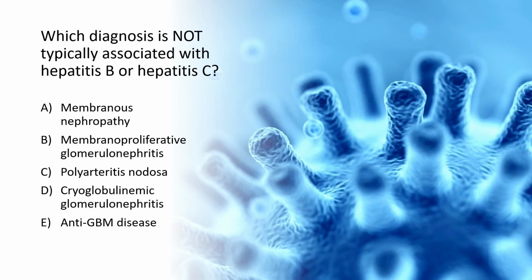All right, and then hepatitis B and hepatitis C can both cause issues with liver disease and cirrhosis, but they can also be associated with various kidney diseases. So out of the following, which one is not associated with hepatitis B or C? Membranous nephropathy, MPGN, polyarteritis nodosa, or cryoglobulinemia, or anti-GBM disease.